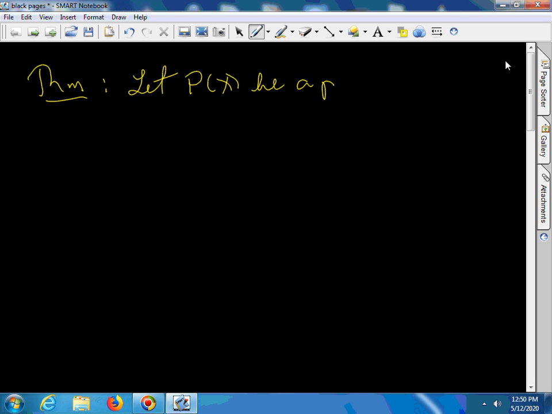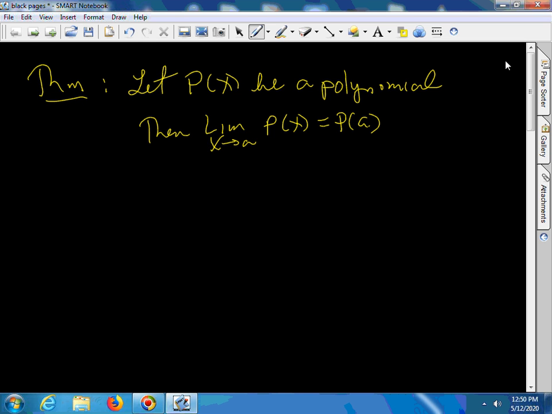So I'm going to prove a very helpful theorem of limits. It talks about polynomials. So we have our theorem, and I'm going to say let p of x be a polynomial, then the limit as x goes to a of p of x is simply direct substitution. It's p of a. And the proof.